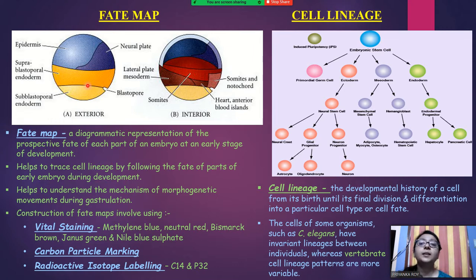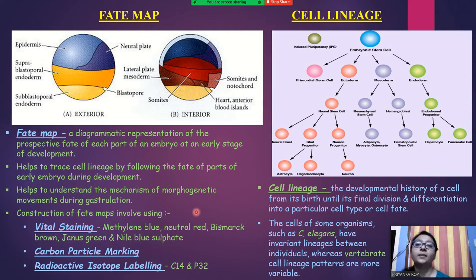So how is this done? Basically, this mapping is done by mainly three methods. One is vital staining. These are certain dyes called vital dyes, like methylene blue, neutral red, and Bismarck brown. They do not interfere in the normal pathways or normal activities of the cells, but the dye is contained within the cell for a long time. So you can trace it, wherever it is going, into which body part it is going.